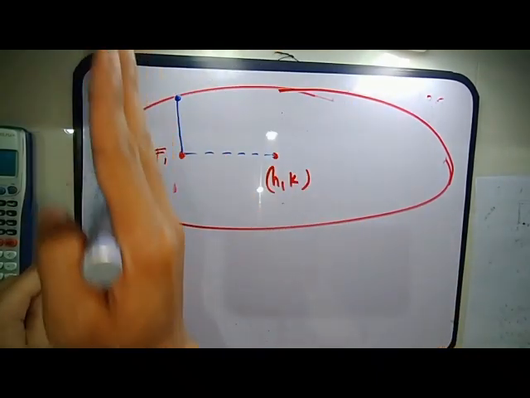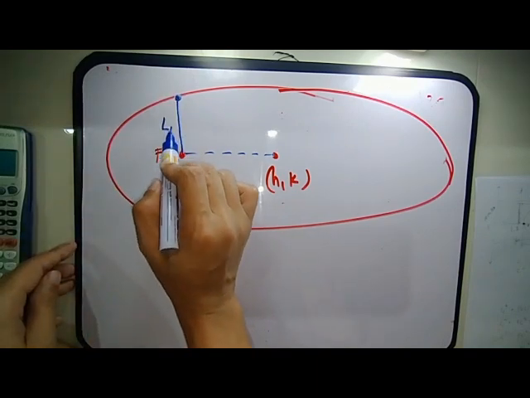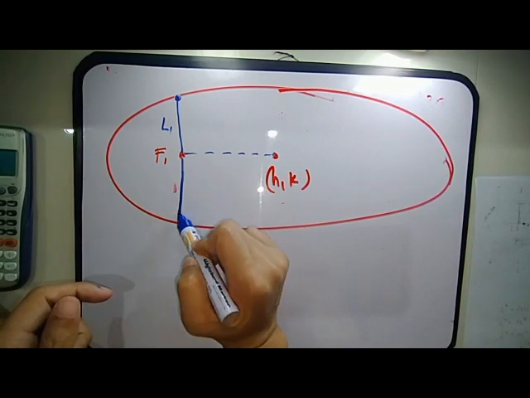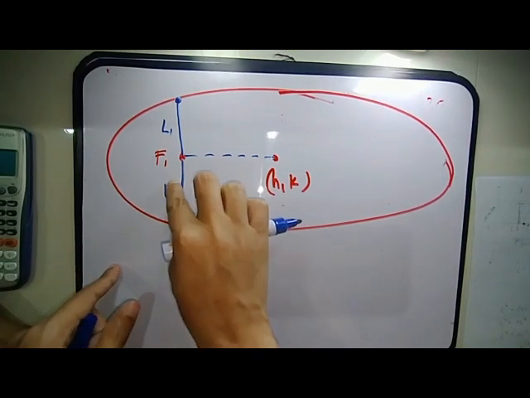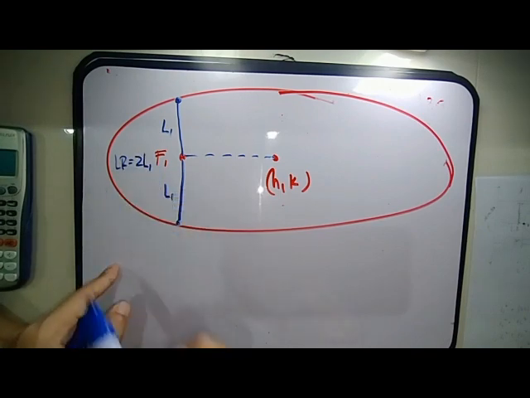Here, extend natin siya. Upward, vertical. So ito yung, let's say, L1. So yung total length ng latus rectum is 2 times L1. So yung latus rectum natin guys is 2 times L1.